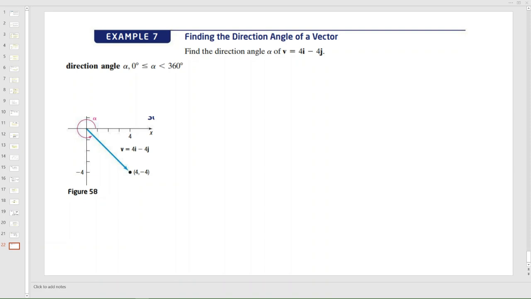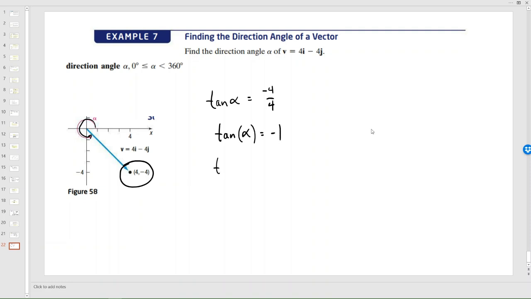Okay, so when we were talking about a velocity vector or a force vector, those are two applications of vectors, but we did indicate that the direction angle was the angle that was made with the positive x-axis, so we're interested in this angle. But we know that the point on the angle here is 4, -4, so if we think about the tangent of some angle, that would be y over x, or -4 over 4. So what is our tangent? -1.